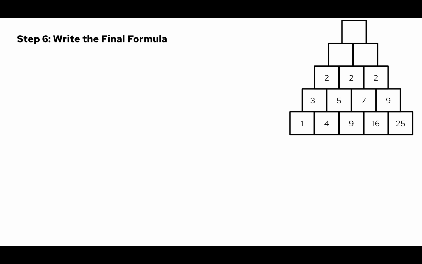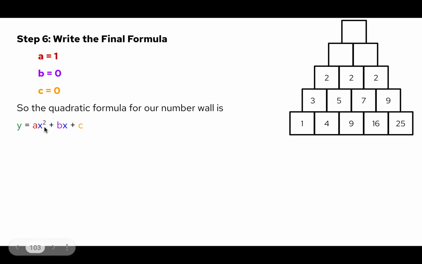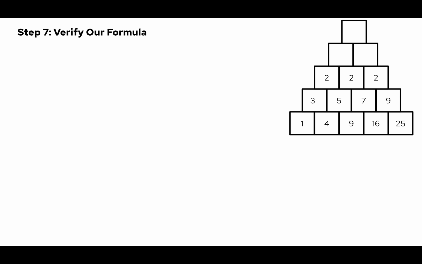So step 6 is to write the final formula. Well, we know that a is 1, we know b is 0, and c is 0. So now we can replace those variables with these numbers. So the quadratic formula for our number wall is y equals ax squared plus bx plus c. And we can replace the a with the 1, the b with the 0, and the c with the 0. And now we simplify it to y equals x squared, because the 1 is given. We don't need to actually put it in front of it. And we have our zeros, so we can just say y equals x squared. And that is our formula.